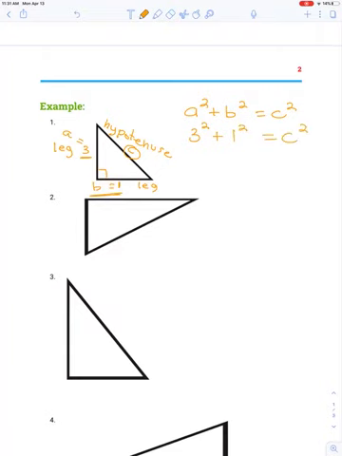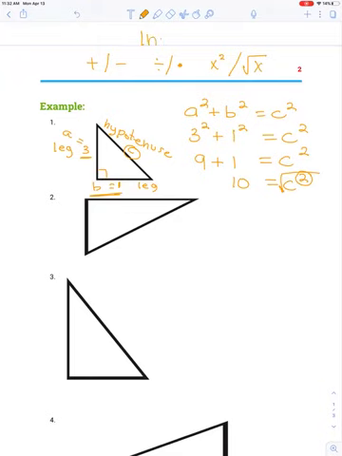So let's simplify some of this. So 3 squared, remember that's the same thing as 3 times 3, is 9. Bring down our plus sign. 1 times 1, or 1 squared, is 1 equals C squared. 9 plus 1 is 10 equals C squared. Now the opposite of squaring a number is to square root. So you know how inverse operations are adding, subtracting, multiplying and dividing. Squaring a number and square rooting a number are your inverse operations.